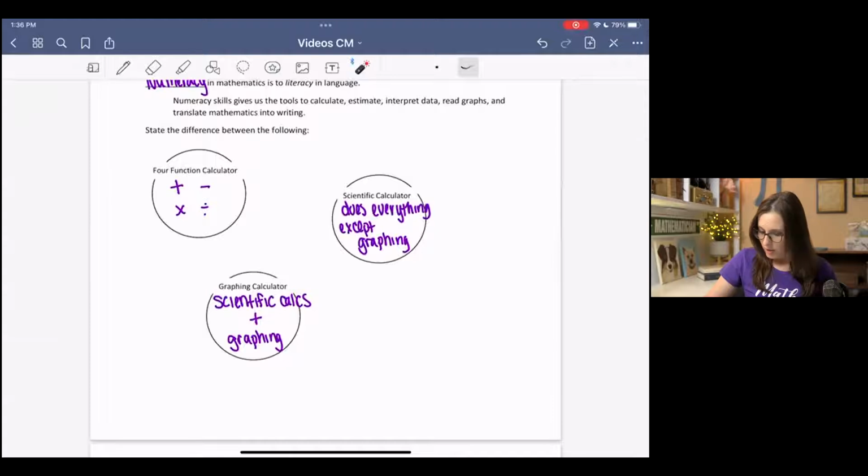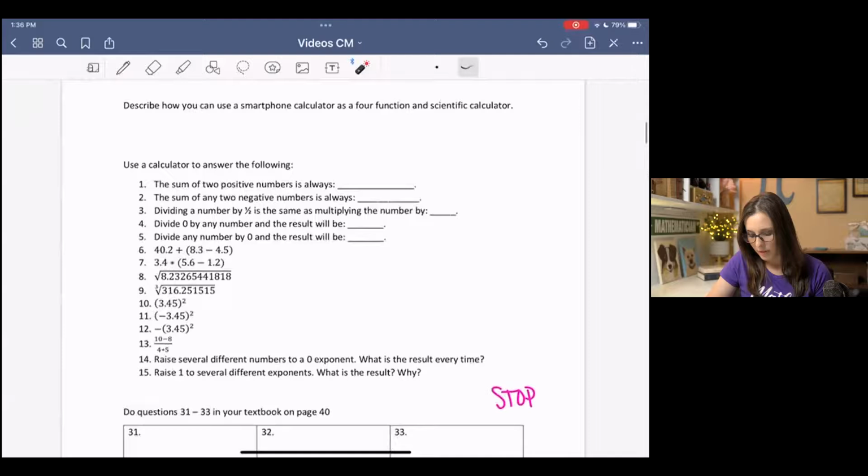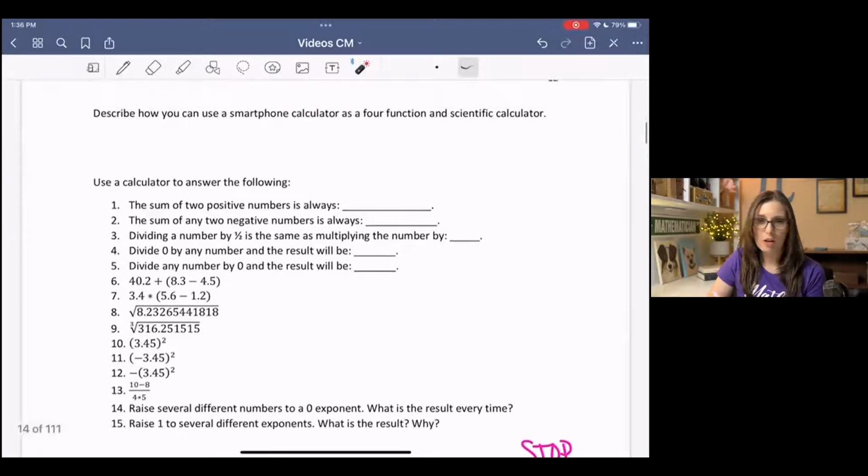So let's go down here. I have a couple examples down here. All of these examples can be done in a scientific calculator, and you won't need a graphing calculator, but if you have a graphing calculator, then you can do all of these tasks. Describe how you can use a smartphone calculator as a four function calculator and a scientific. You might have already seen this in your phone, but when you open up your phone, if it's in portrait mode, so it's up and down, and you open that calculator, it's going to be a four function calculator. Then if you turn your phone sideways to landscape, it becomes a scientific calculator.